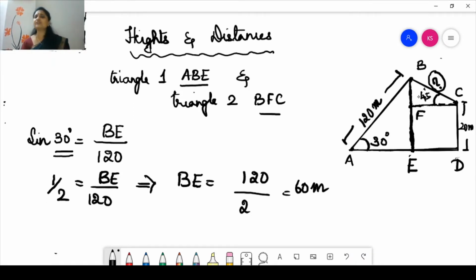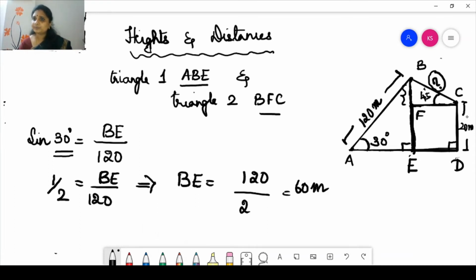Now how is it of any use to me? Only BF is a part of this triangle where my unknown is there, right? But I have BE now. Now how to find BF? If you observe here, there is a rectangle, correct? So there is a rectangle here. This one, that is nothing but CDEF. This is a rectangle, right? So you know in a rectangle, the opposite sides are equal.